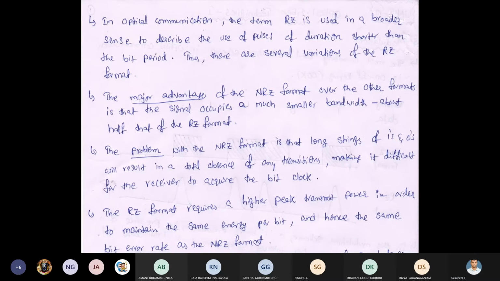Here, what is the drawback of this non-return to zero format? Suppose the input binary bit is 0, then automatically the signal is absent. Suppose 10 zeros are given continuously, then the light should be off for 10 bit intervals. At that time, it makes it difficult to receive the signal at the receiving side. This is the drawback of non-return to zero.